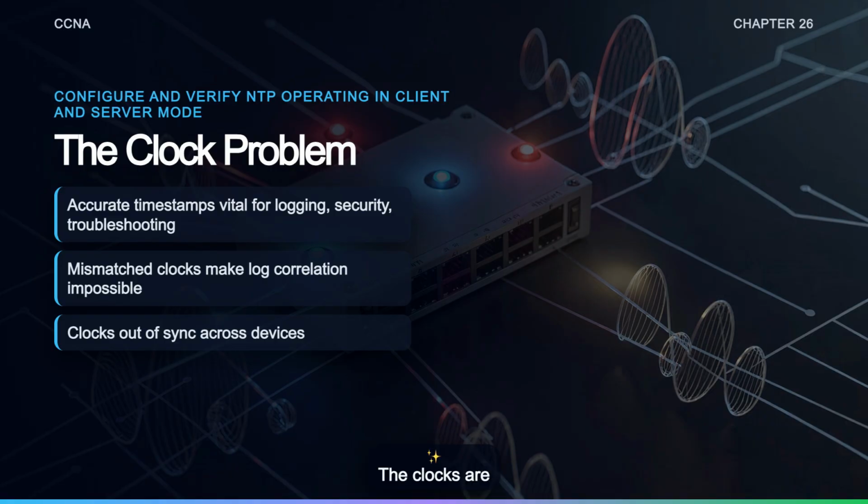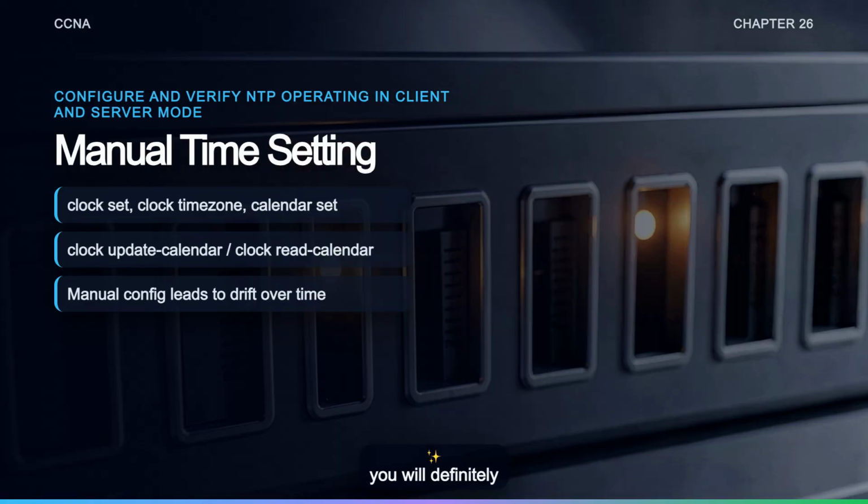The clocks are completely out of sync. Correlating logs between devices becomes nearly impossible. If you have more than 2 devices, all with different times, you will definitely be wishing you had configured NTP. So before we dive into NTP, let us look at how you can manually set the time on Cisco devices.